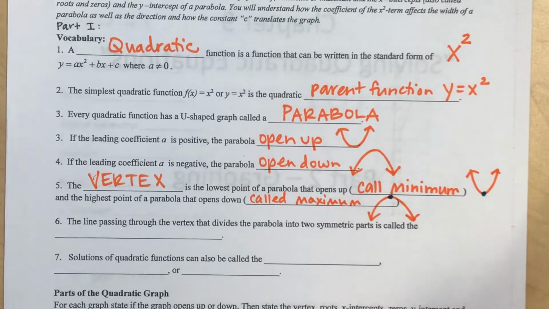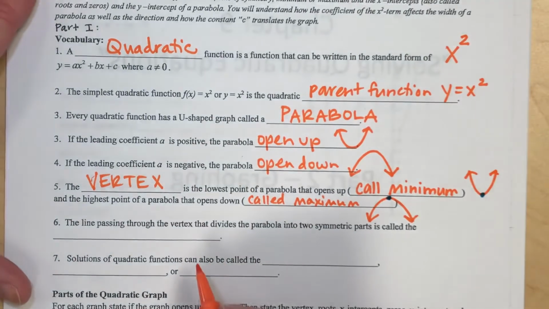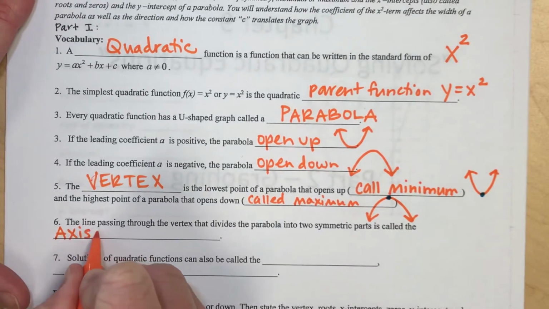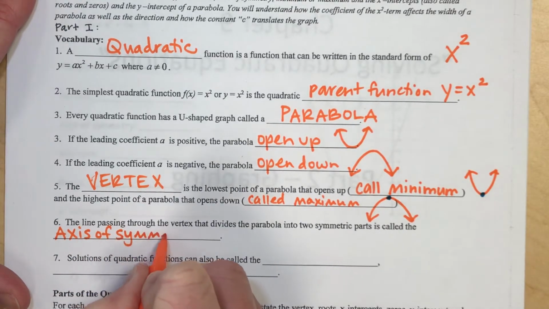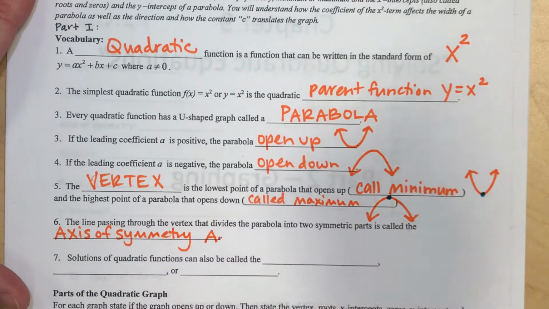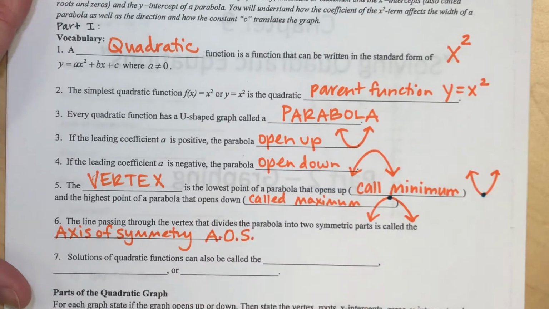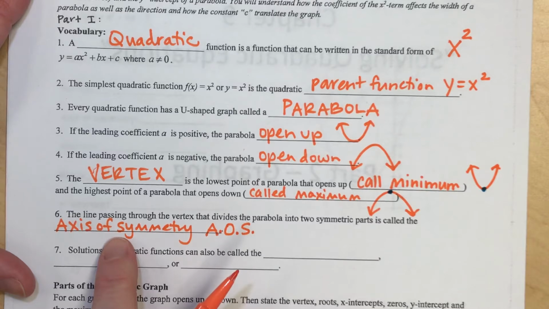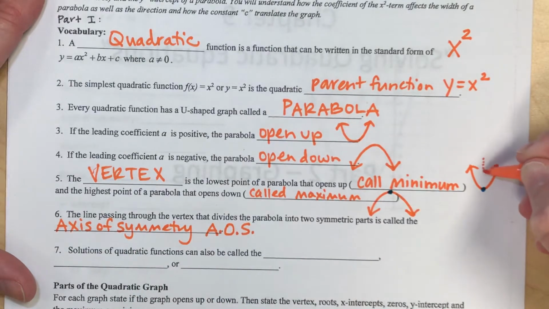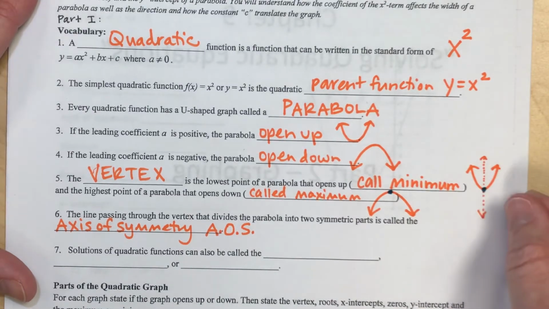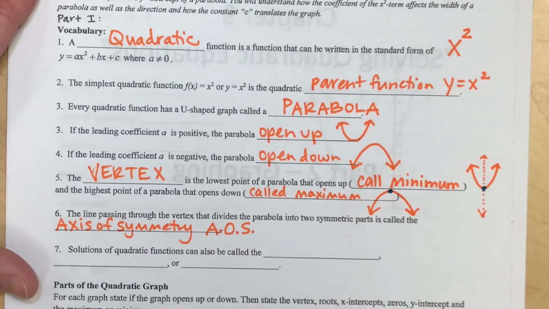Now we have a couple more vocabulary phrases here. Number 6 is that the line passing through the vertex that divides the parabola into two symmetrical parts, this vertical line, is called the Axis of Symmetry. Sometimes we abbreviate A.O.S., so Axis of Symmetry. And so if you see that phrase, that's what that means. It's a line that cuts your parabola right in half. So I'll kind of draw an example here. So your parabola will equally reflect on the right side and the left side of your axis of symmetry. So it cuts your parabola in half.